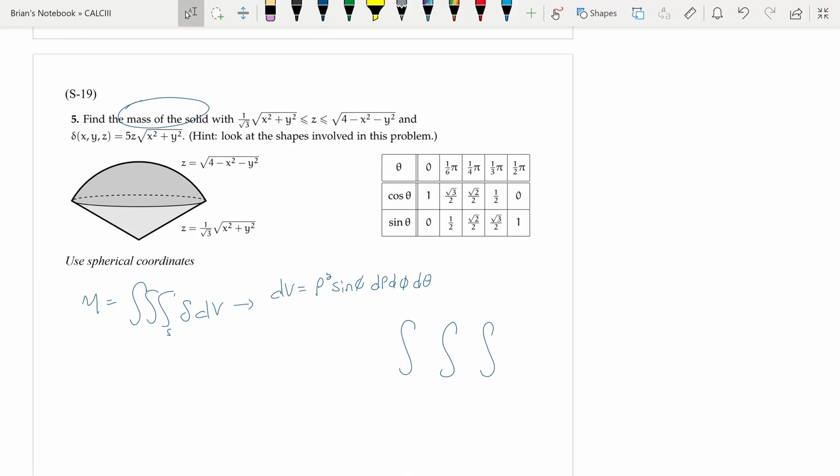we'll have our density function, which is this guy right here. And we can do that right now. So density is equal to 5z times the square root of x squared plus y squared. I'll give you about 30 seconds. See if you can convert that yourselves into spherical coordinates using the identities we talked about at the start of this session. Go for it.